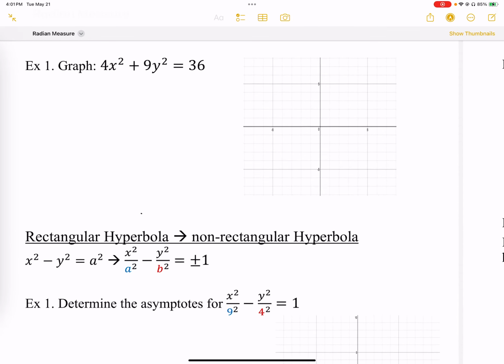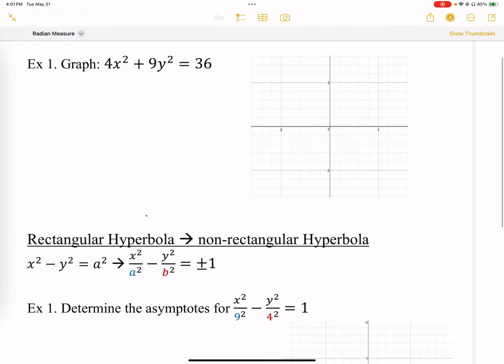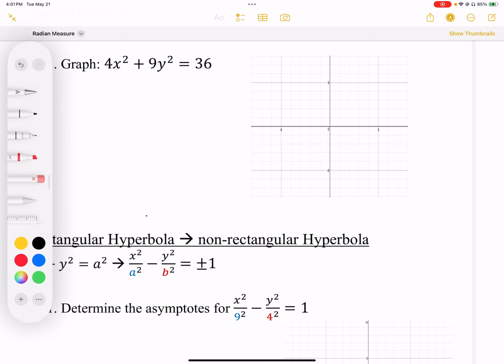So here we have an ellipse because we have x squared plus y squared, and the coefficients on the x and y squareds are different, meaning that there's different expansions and compressions along the x's and y's. So we're going to put this into our form that we want. So we're going to first of all divide by 36.